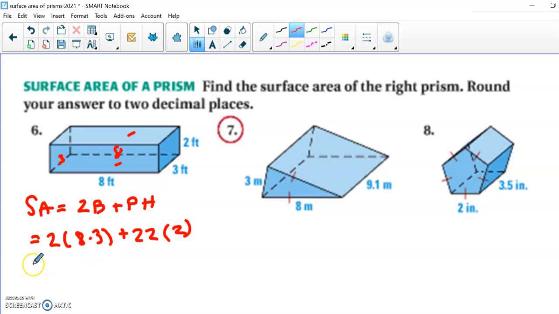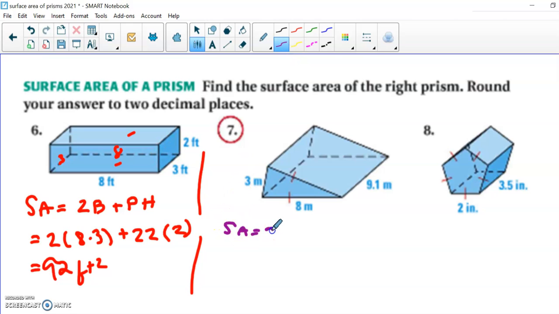We're going to go ahead and punch that in our calculator. 2 times 8 times 3 plus 22 times 2, and it looks like the surface area of this prism would be 92 square feet. All right, let's go ahead and try a triangular prism. So again, I'm going to use my basic generic formula. Surface area is 2 times the area of the base plus the perimeter of the base times height.